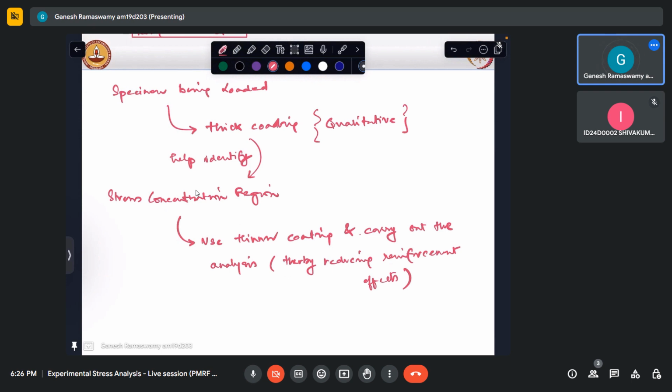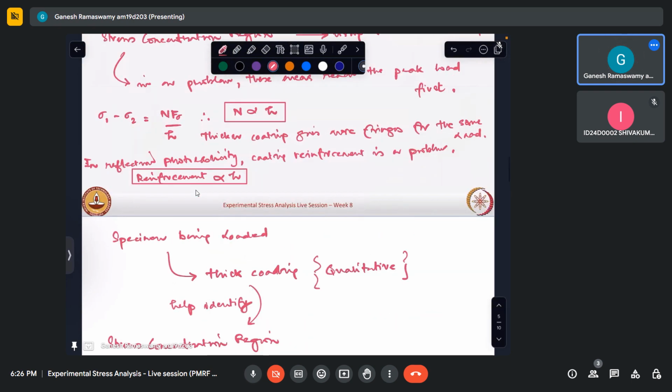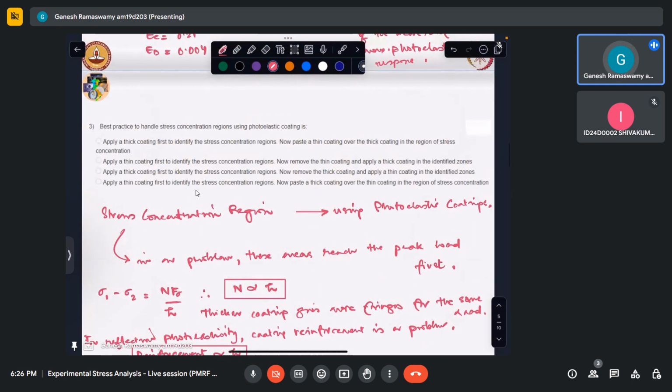So in a similar vein, to qualitatively identify these stress concentration zones, we apply a thick coating, followed by stripping that off. And once those are identified, we can use thin coatings in order to carry out our analysis. So let us look at the options.